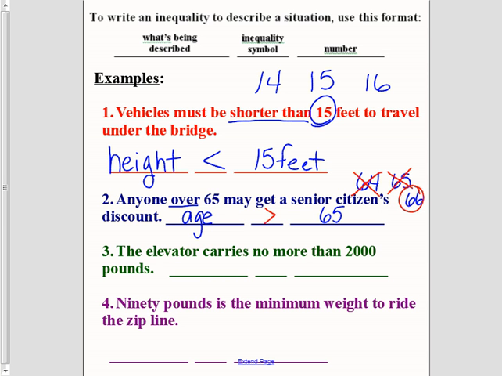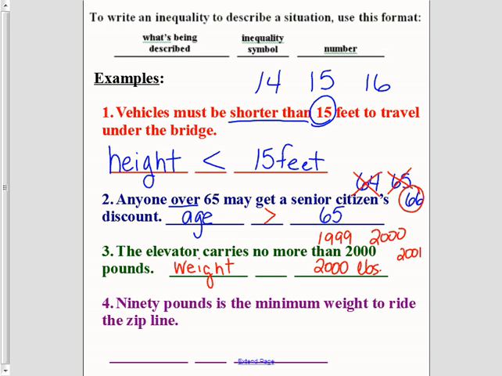Next one, the elevator carries no more than 2,000 pounds. So we're talking about the weight that the elevator will carry, and we're comparing it to 2,000 pounds. So our number that we're looking at is 2,000. Let's think about a 1,999 pound load, a 2,000 pound load, and a 2,001 pound load. You could come up with other numbers, but just one lower, one greater, and one that's exactly equal to what we're comparing to. So ask yourself, is 1,999 not more than 2,000?